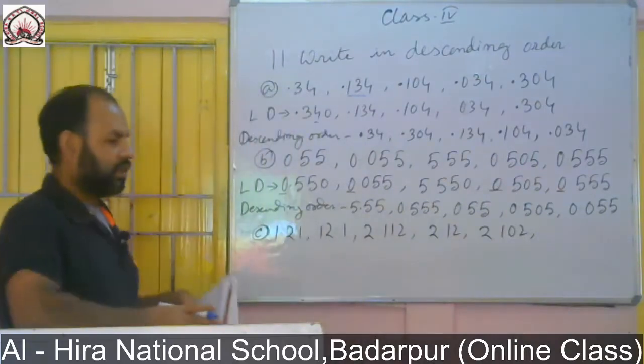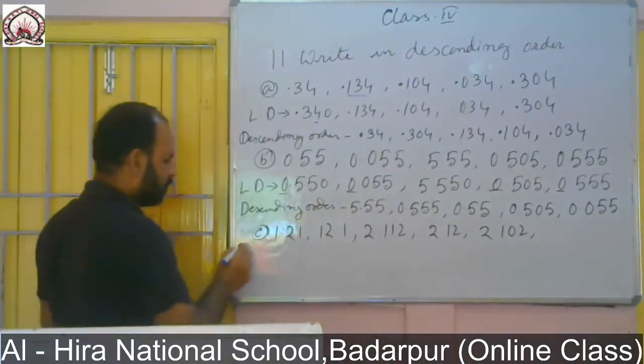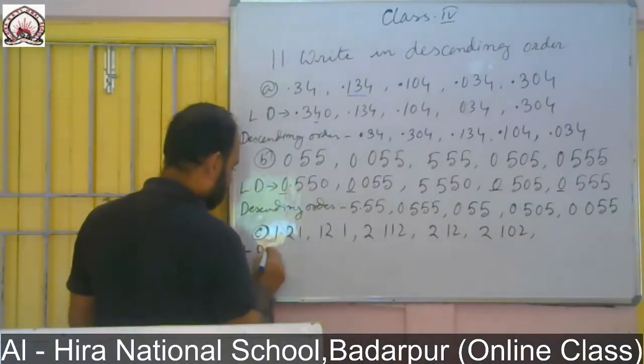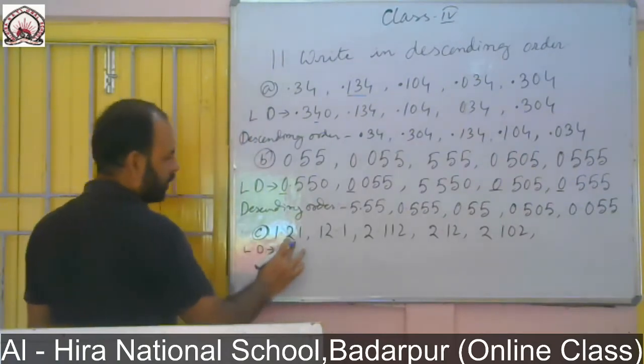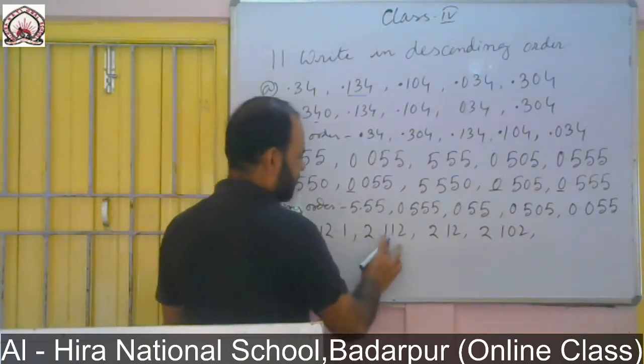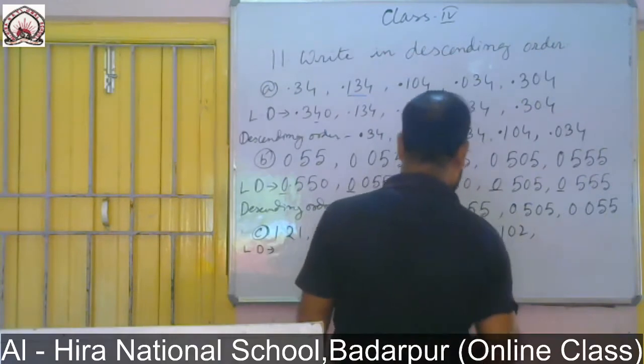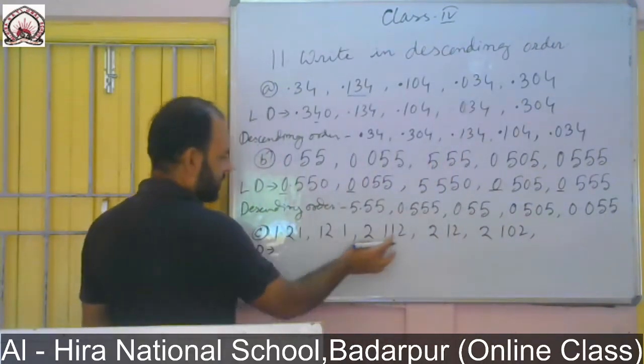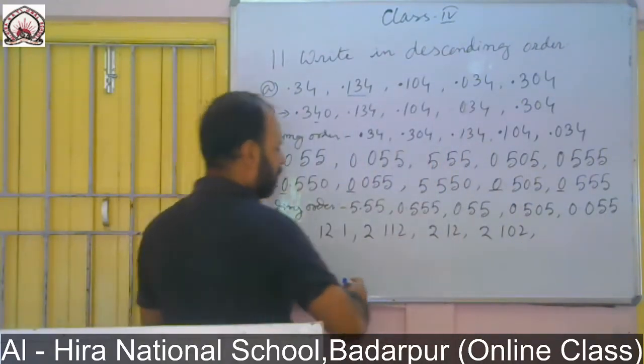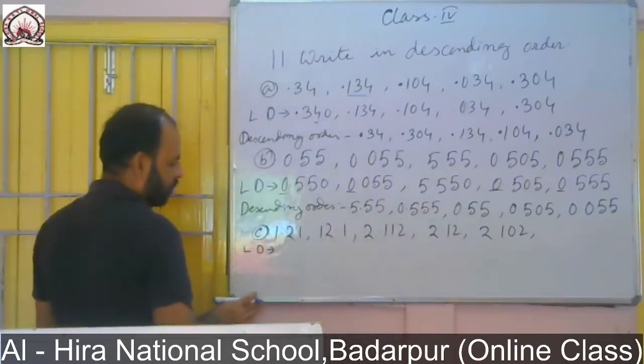The numbers are 1.21, 12.1, 2.112, 2.12, 2.102. Now, same as before, first we make them like decimals. Here the digits after the decimal point are 2, 1, 3, 2, 3. The highest is 3 digits, so we make all decimals have 3 digits after the point.